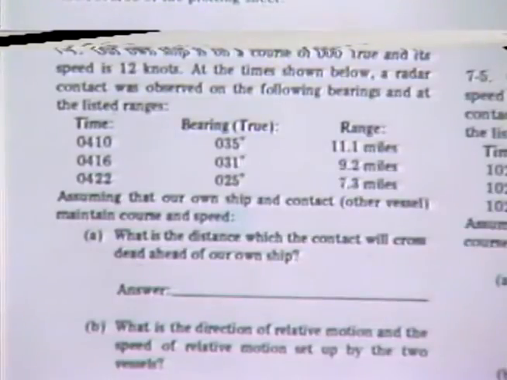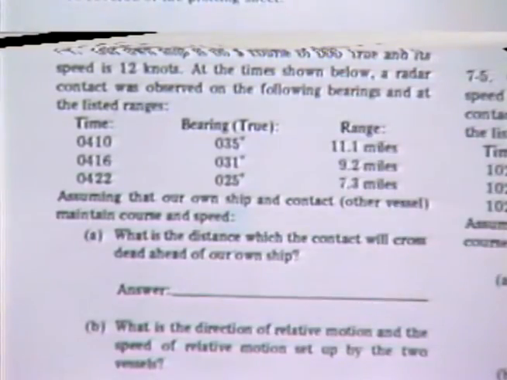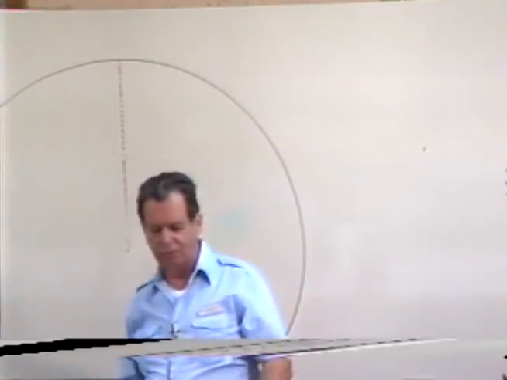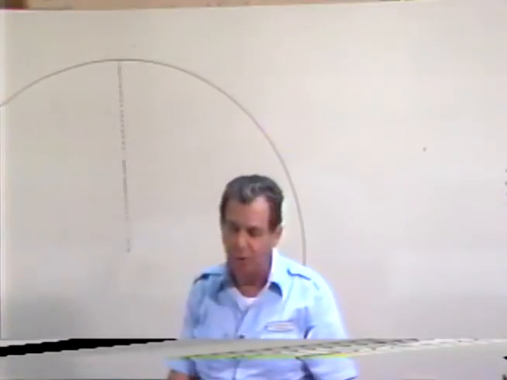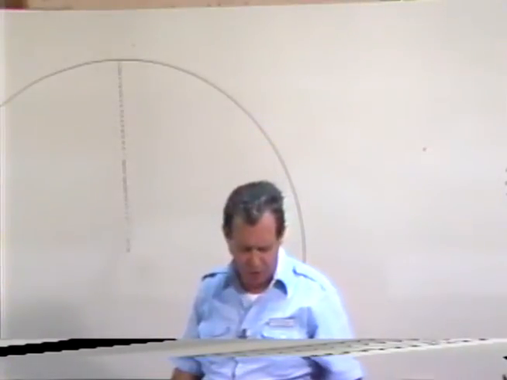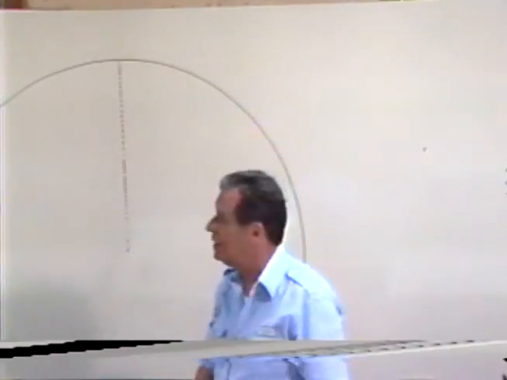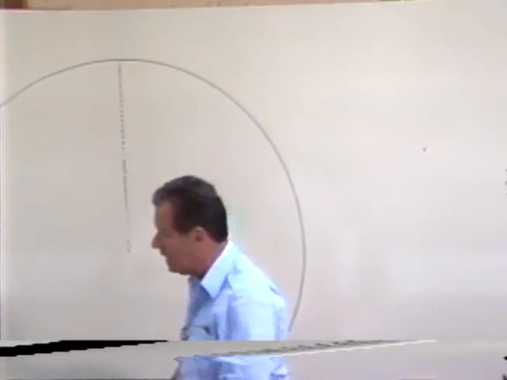At the time shown below, a radar contact was observed in the following bearings and at the listed ranges. And then it says at 4:10, the contact was bearing 035 degrees, 11.1 miles. So what I'd like you to do, first, we've got to decide, before we can start plotting, what scale we're going to use. And since we are picking up the contact at 11.1 miles, certainly we are going to use the 12-mile scale.